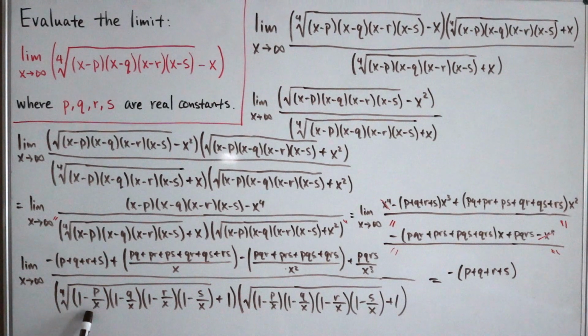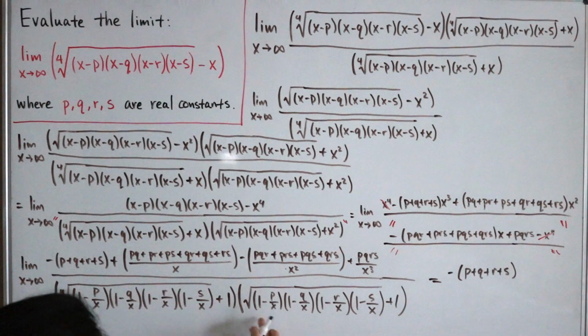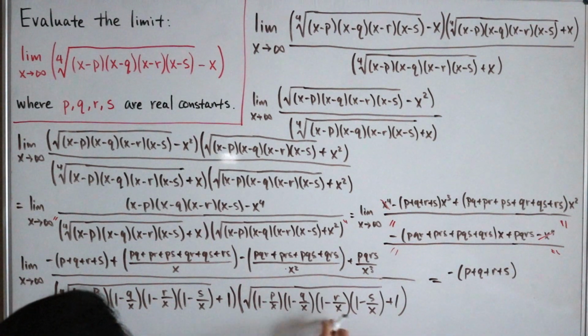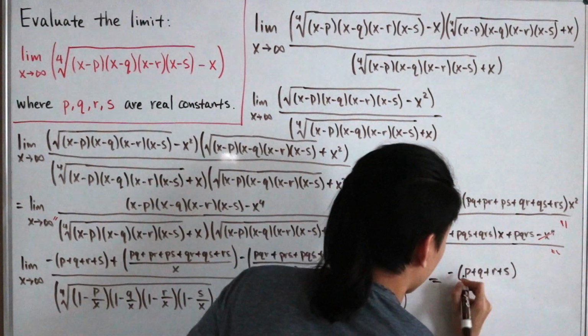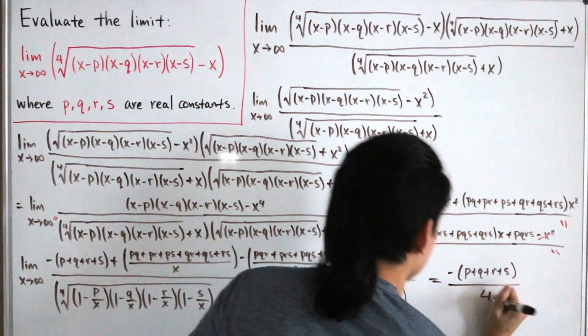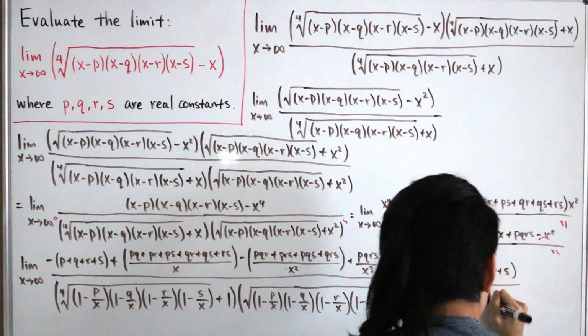So over here, 0, 0, 0, 0, so this is 1 times 1 times 1 times 1, so that's 1, and then the fourth root of 1 is just 1. Add this with 1, so this is going to be 2. Then same thing over here, 0, 0, 0, 0, so this is 1 times 1 times 1 times 1 is 1, then the square root of that is just 1, plus 1 is 2. Multiply the 2 together, 2 times 2 is 4, and there we have it, the final answer of our limit, like so.